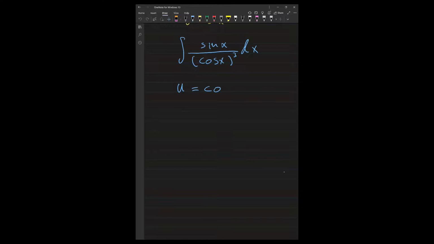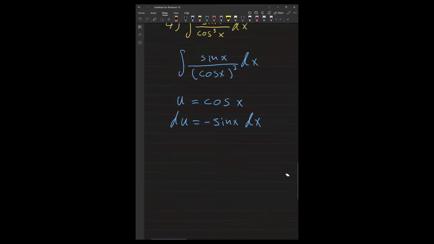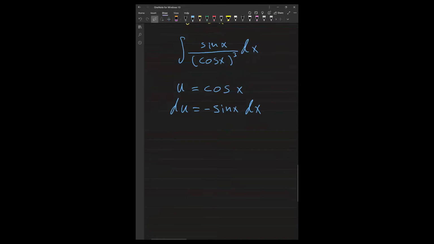Cosine x. du, so the derivative of cosine x is negative sine x dx. Don't forget the dx. Now, are we covered? We are very close to being covered.